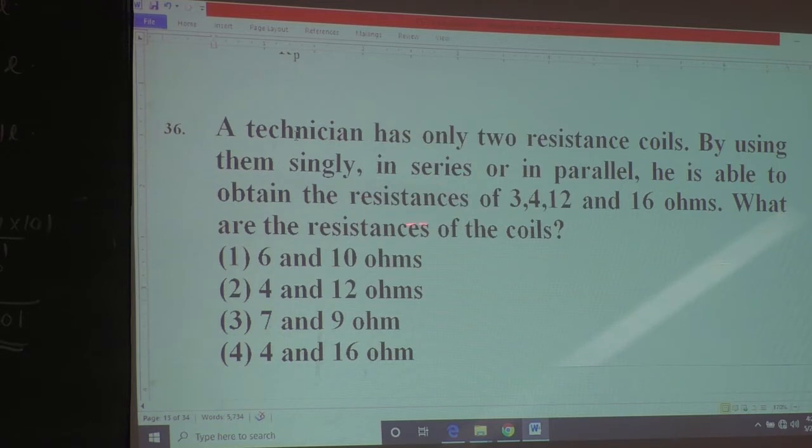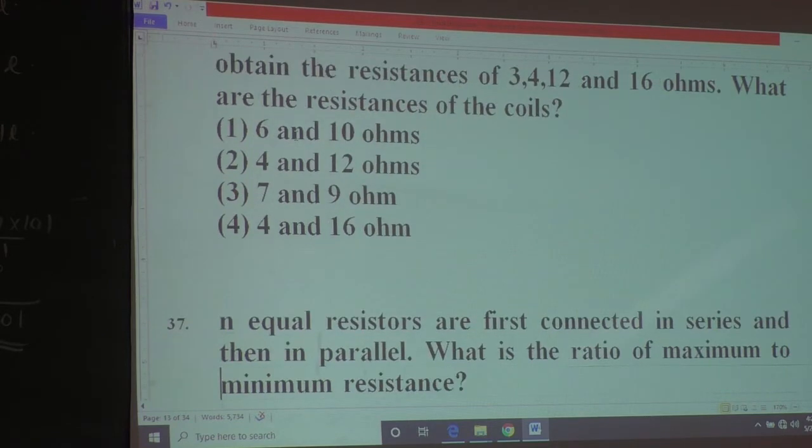You can do that, because the most and the least should be most one series, least one parallel. So 3 parallel, 16 series. The remaining 2 should be the resistors. So the option is the second one. Easy question. Okay, we will move on.